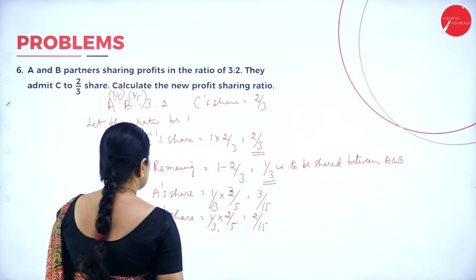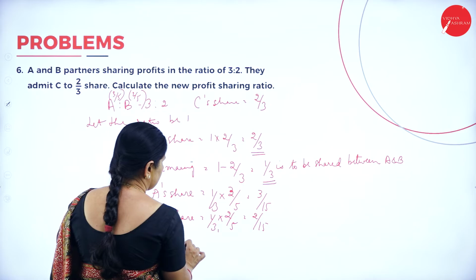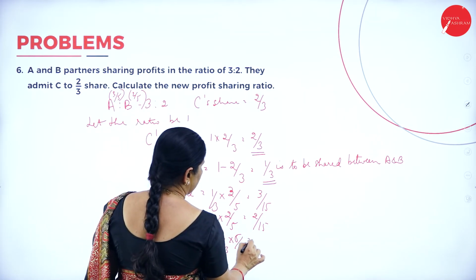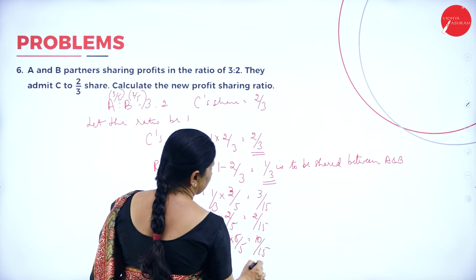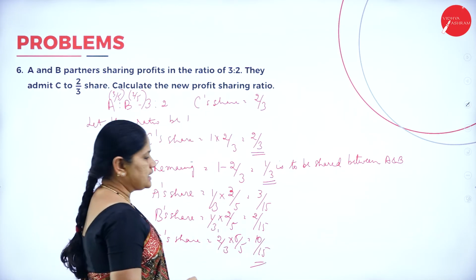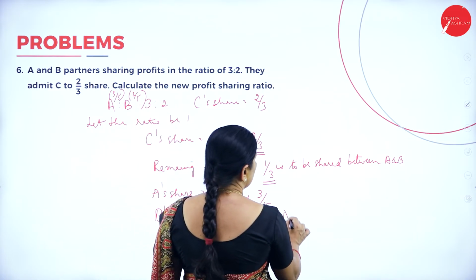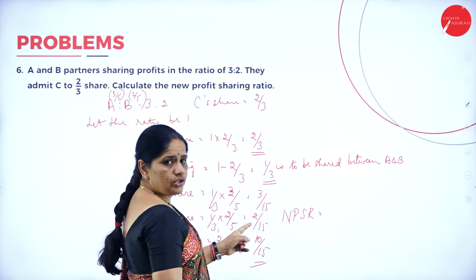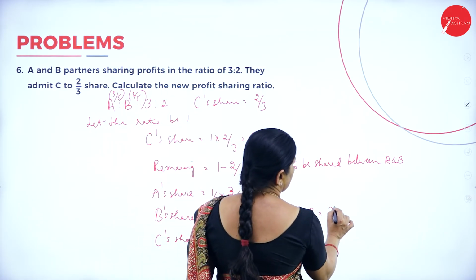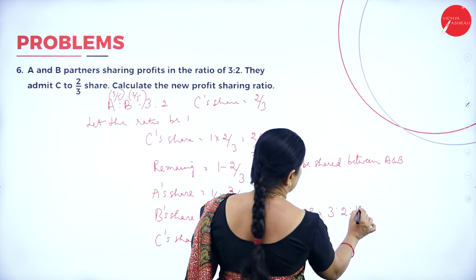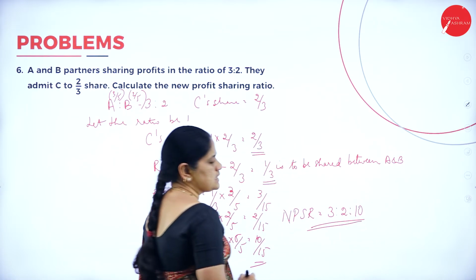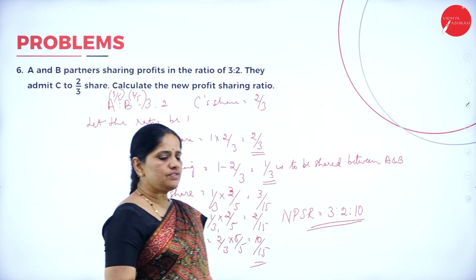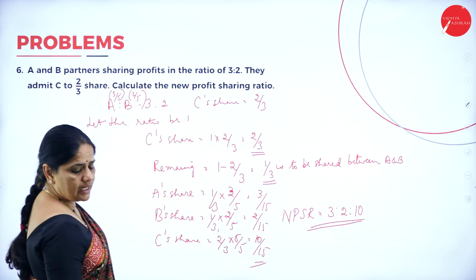Now, we have to see C's share will be 2/3 into 5/5, that is 10/15. Now, if I have to see what is the new profit sharing ratio, new profit sharing ratio equals 3:2:10. 3:2:10 is the answer. So, 3 plus 2, 5, 5 plus 10 is 15. So, this is the new profit sharing ratio.